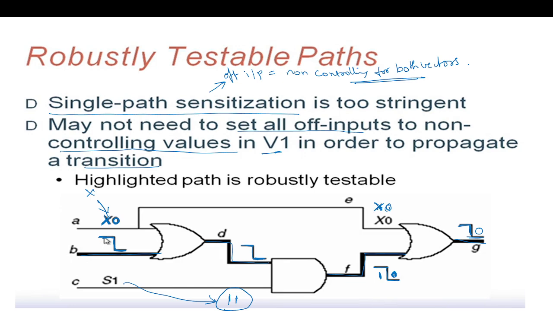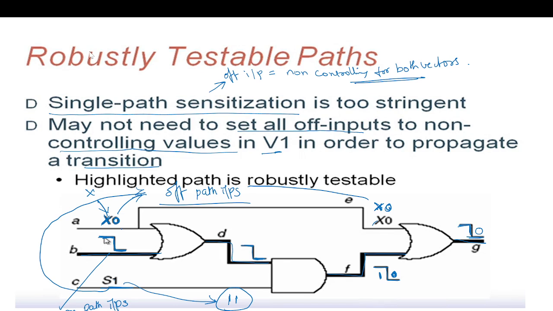So again here these are called the off path inputs and these are called the on path inputs. The inputs which are in the path where we are propagating the transition are called the on path inputs, and the other paths like this or this are called the off path inputs, and this is also an off path, but this off path requires both the vectors to be 1. So this is the robustly testable path.